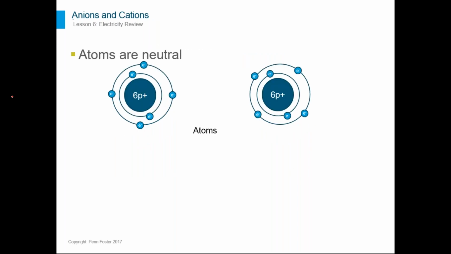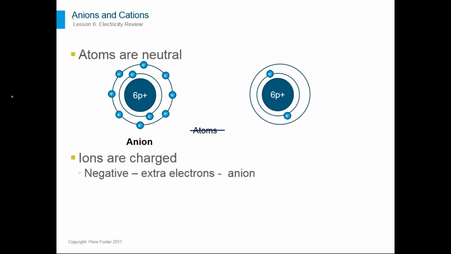Now, when an atom gains or loses electrons, it is actually no longer called an atom. It is called an ion. An ion can have a positive or negative charge. If it gained electrons and has a negative charge, it is called an anion. If it lost electrons and has a positive charge, it is called a cation.